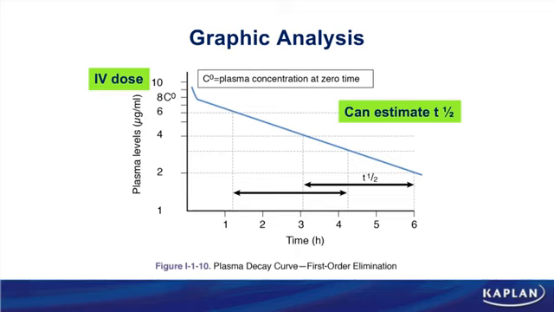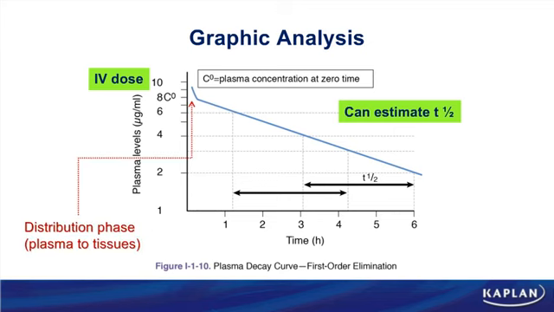The first slope is the distribution phase. It's very short. Time-wise, it happens very quickly. That first slope represents the drug being distributed from the plasma into the tissues. The second line, the second slope, is much longer and represents the elimination phase.